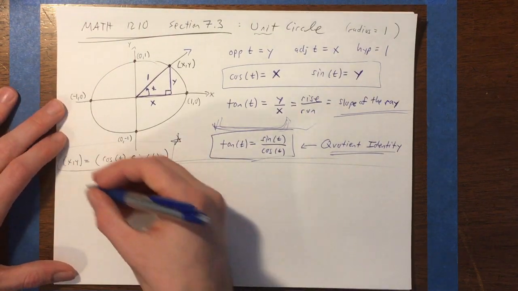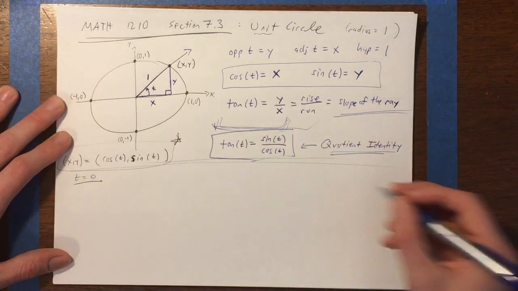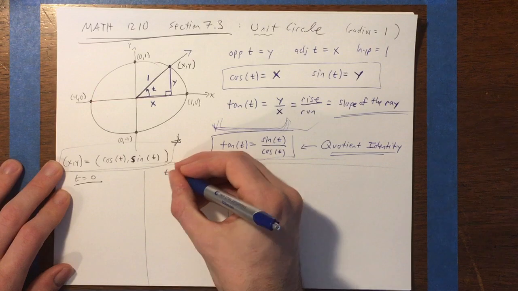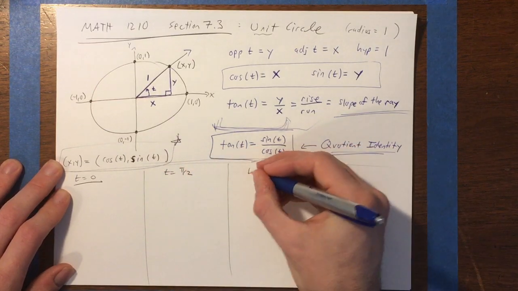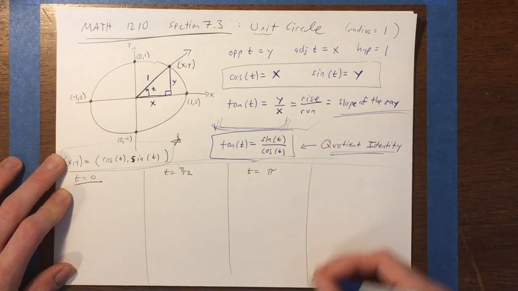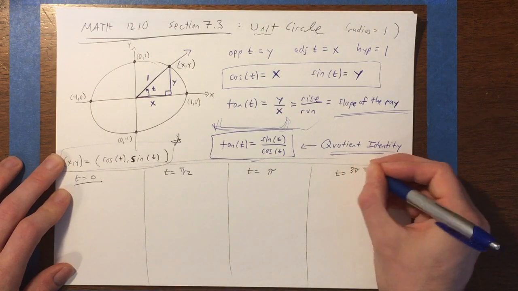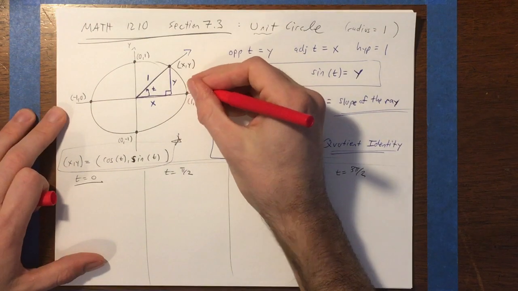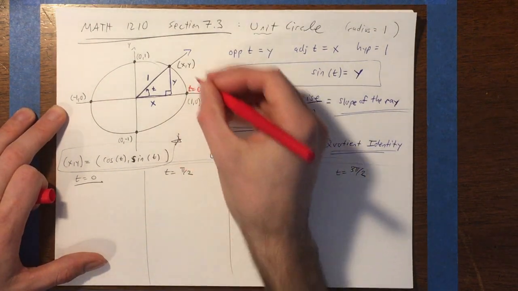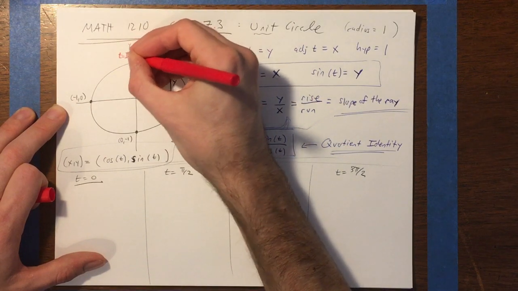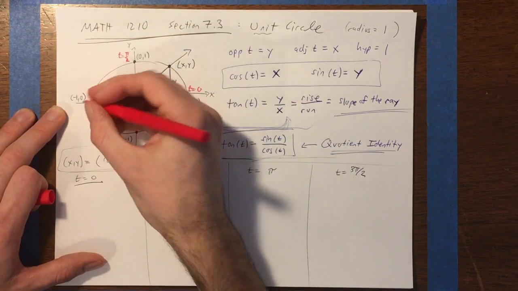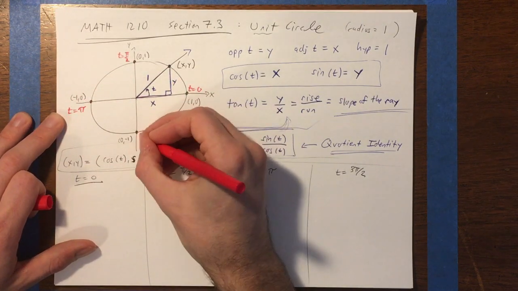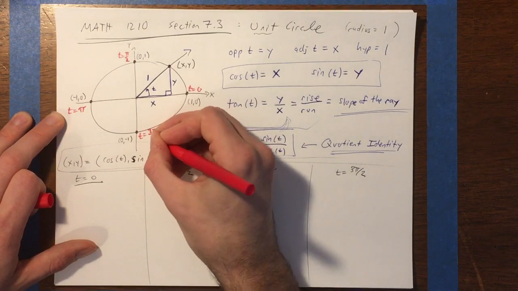So let's look at some values. Let's look at t equals 0. I'm going to divide this into segments here. We're going to look at t equals 0, t equals pi over 2, t equals pi, and t equals 3 pi over 2. Let's identify where those are. t equals 0 would be right here. t equals pi over 2 is right up here at the top. t equals pi would be over here, 180 degrees, and then t equals 3 pi over 2 would bring us right down here.